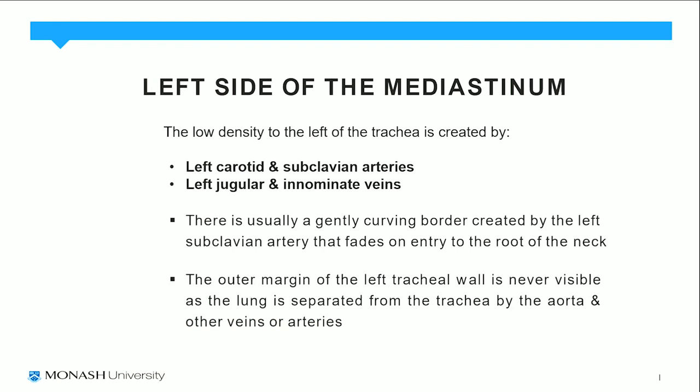Now looking at the left side of the mediastinum, the low density to the left of the trachea is created by the left carotid and subclavian arteries, as well as the left jugular and innominate veins. There's usually a gentle curve created by the left subclavian artery that fades on entry to the root of the neck. The outer margin of the left tracheal wall is never visible, as the lung is separated from the trachea by the aorta and other veins or arteries.